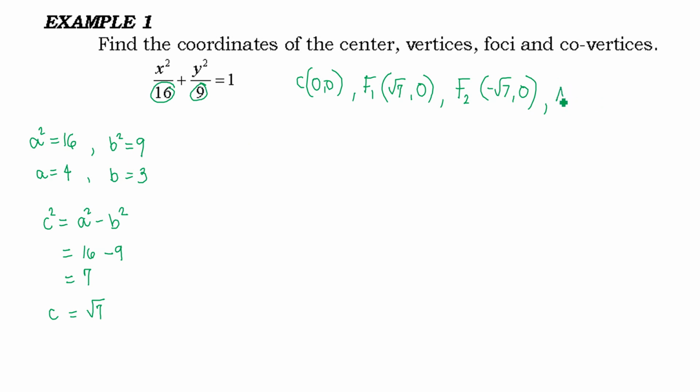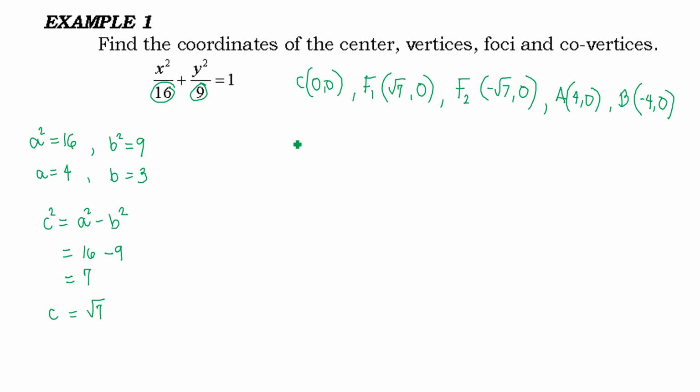Point A would be the first vertex. Then we could have 4, 0. And let's say the second vertex is B. Then we have negative 4, 0. Now, let's find the co-vertices.